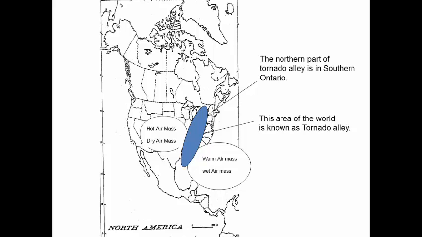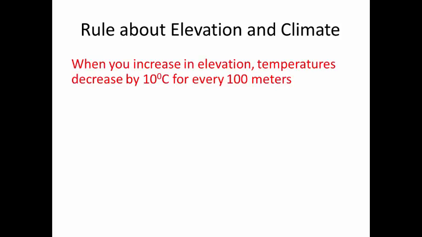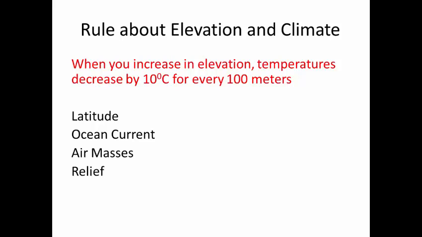So remember this simple rule about elevation and climate. When you increase in elevation, temperatures decrease by 10 degrees Celsius for every 100 meters. Well, that's it for this video, but don't forget to check out other videos related to the factors that affect climate. They are latitude, ocean currents, air masses, relief, and near water.